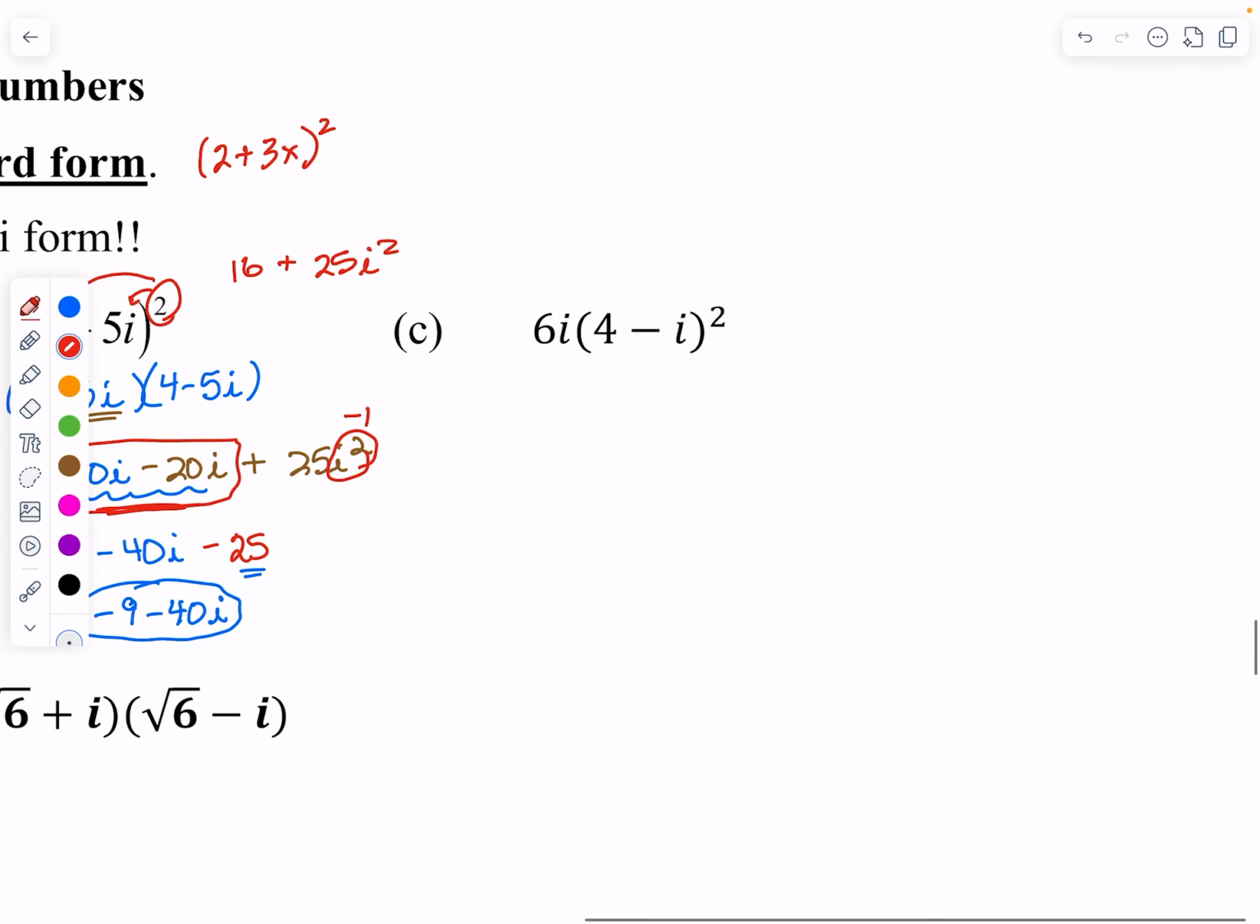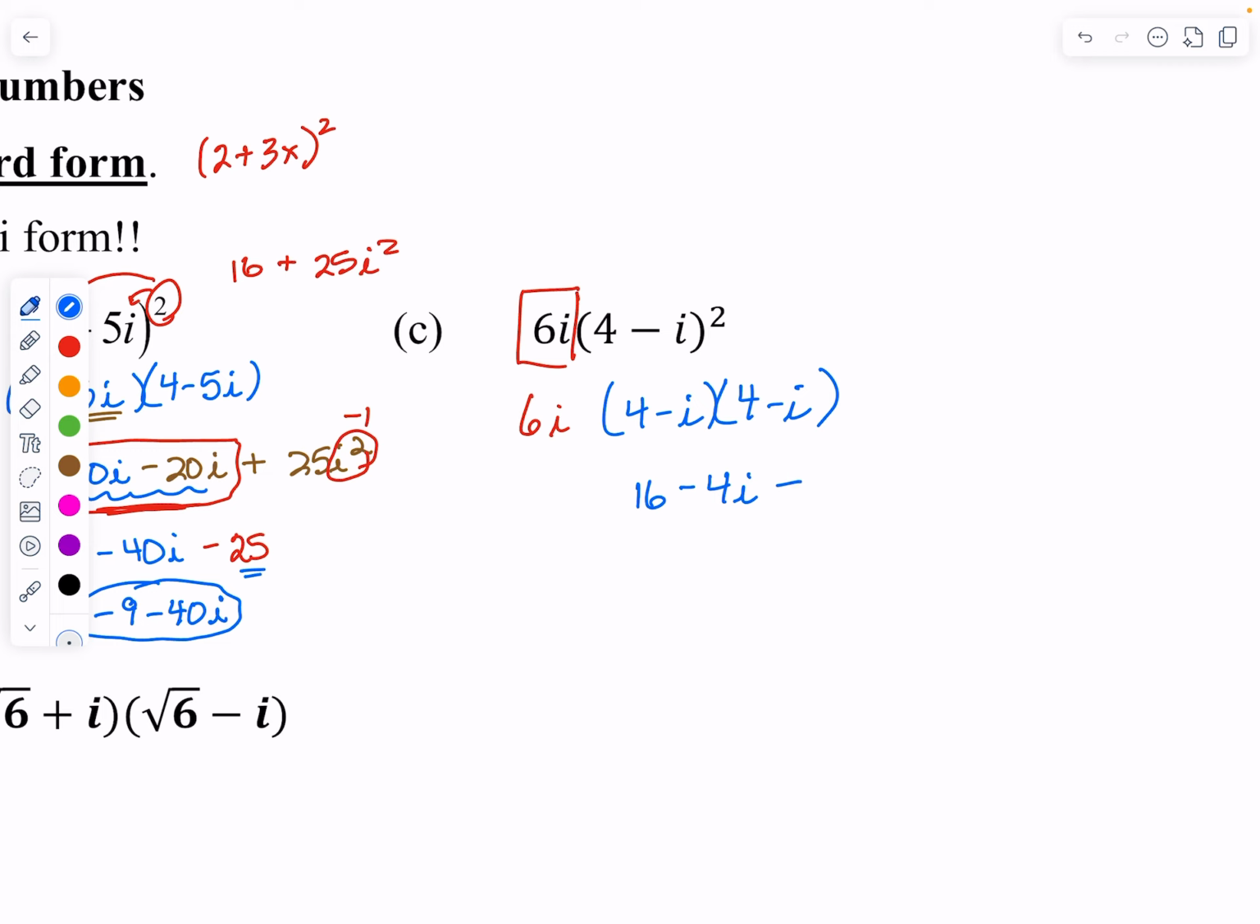So this one is essentially the same, except I've got a 6i outside of it. So I'm just going to leave my 6i for a minute, and then I'm going to work this 4 minus i times 4 minus i. So I'm going to do the blue first. 16 minus 4i minus 4i plus i squared. And I'll leave my 6i out there. I'm just going to keep simplifying.